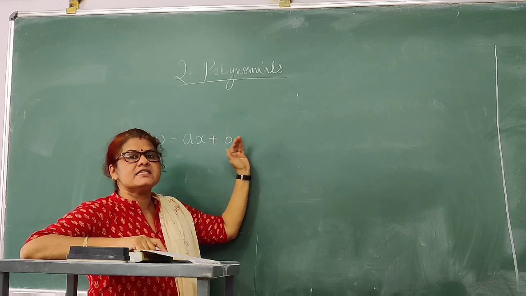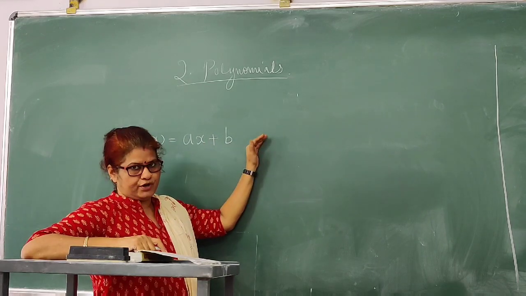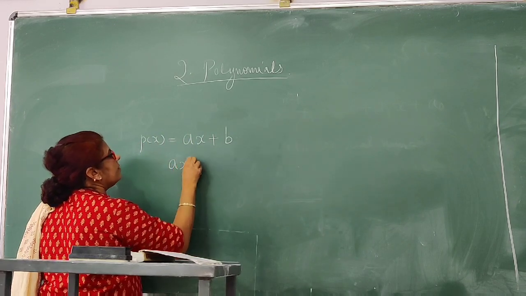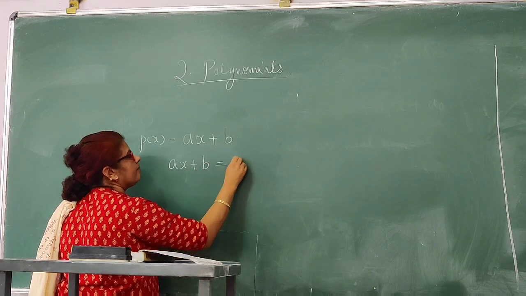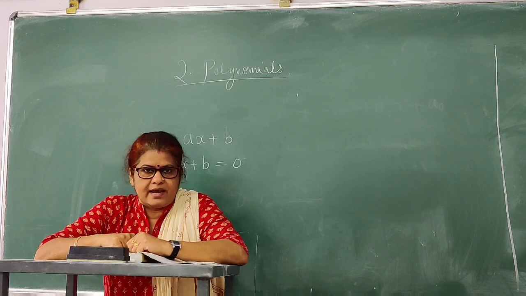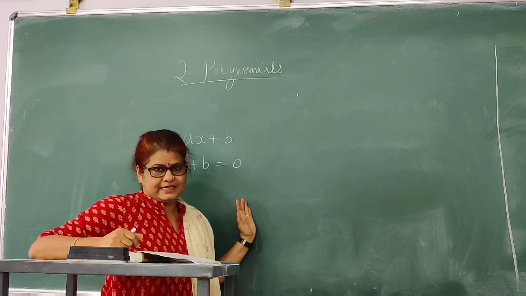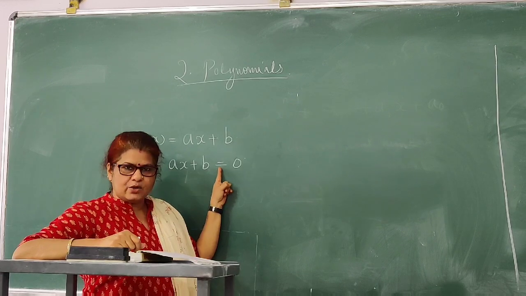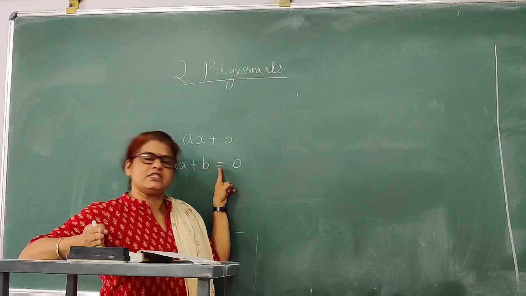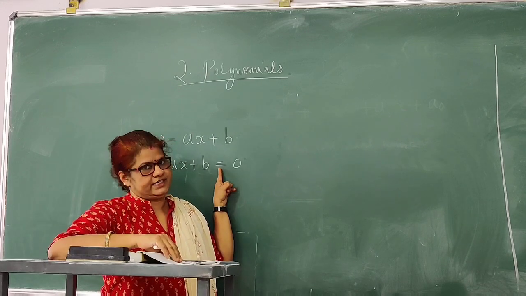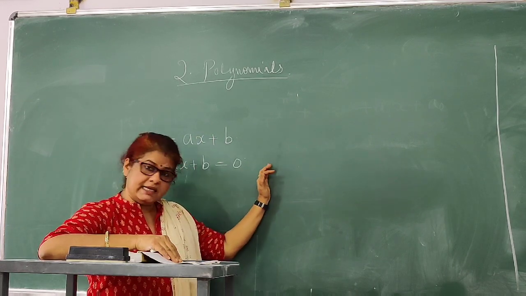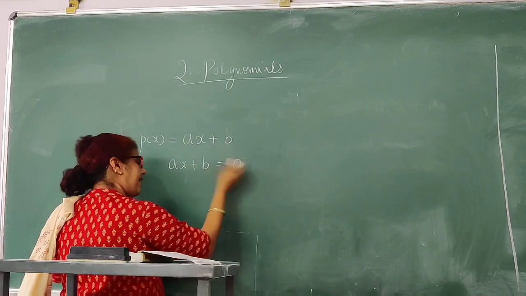And how to find the zero of this linear polynomial? For that, we have to make this linear polynomial a linear equation. What do you mean by an equation? An equation is a statement of equality. Wherever we see this equality sign, and an expression is equated to 0, it is called an equation. Then this linear polynomial, I have made it a linear equation. Then we have to solve it.